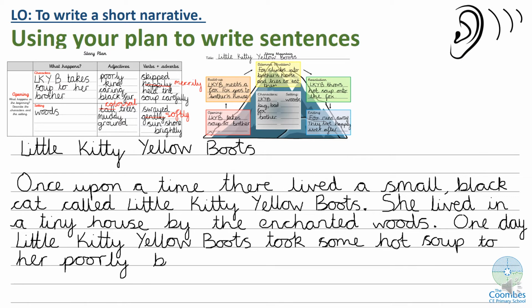And I can even add some more description of my character here. Why did she take it to her brother? Because she was kind and caring. So I could say, one day Little Kitty Yellowboots took some hot soup to her poorly brother because she was kind and caring. And then I've added my description in as well.